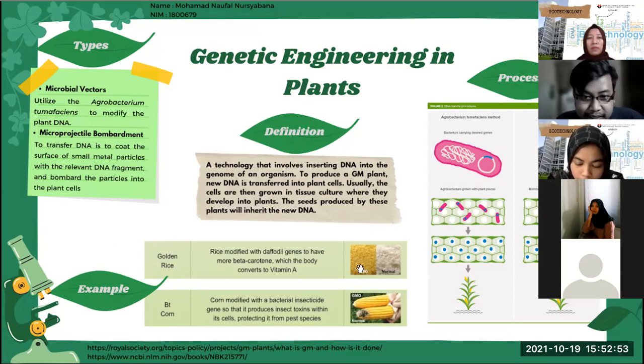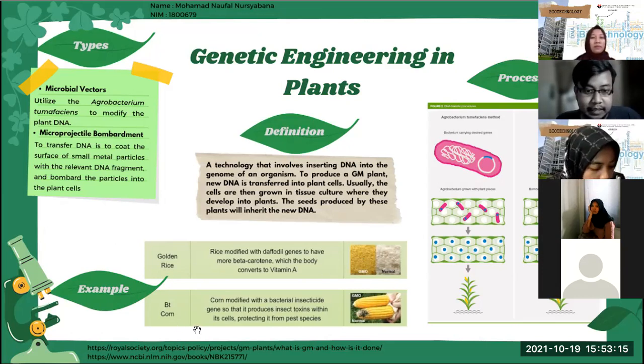As you can see from this picture, it's not really clear, but the golden rice is why it's called golden rice, because it has more beta carotene in it. The color is slightly altered, not white anymore, but golden colored. So that's the first example.